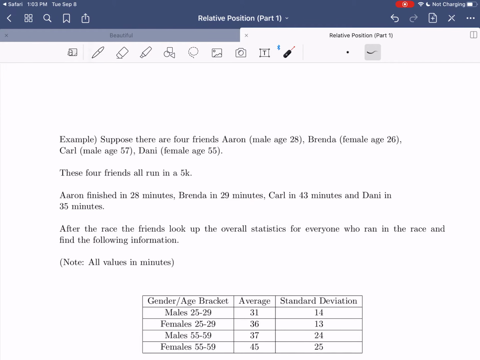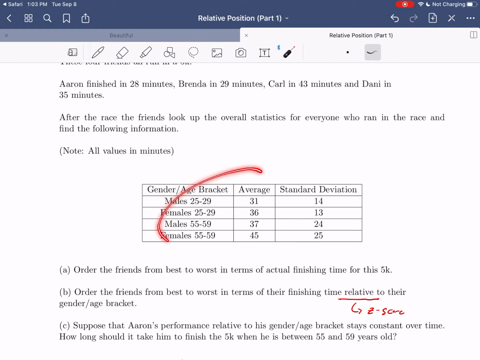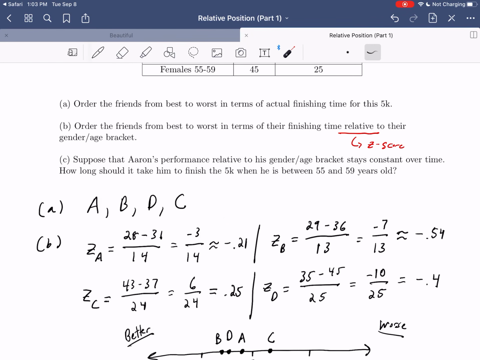Same thing here. There was no mention that the time it takes to finish a race is normally distributed. It probably isn't normally distributed, actually. Usually finishing times for races are right skewed because there'll be a few people, especially in a casual 5K, that take much, much longer than everybody else. So there's no statement that it's normally distributed. It probably isn't. But again, we didn't need to use Table A. We just wanted the z-scores, and you can do that for any distribution.